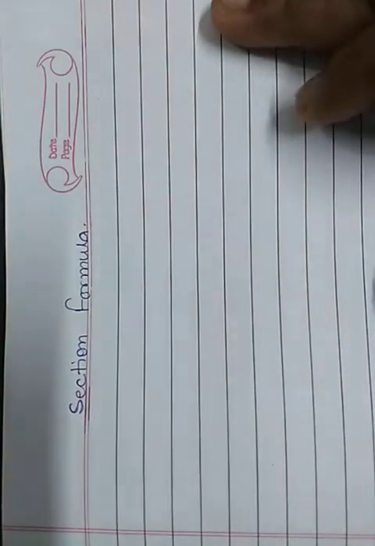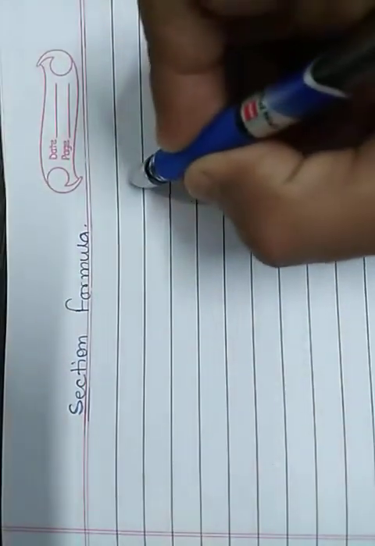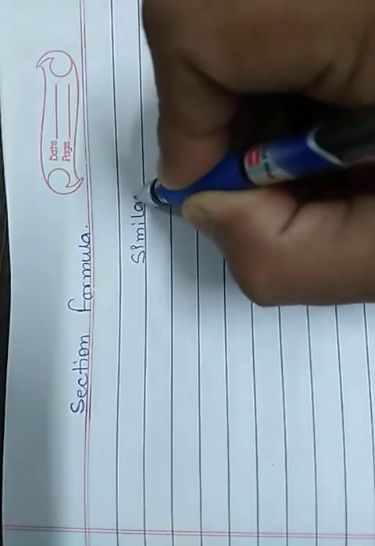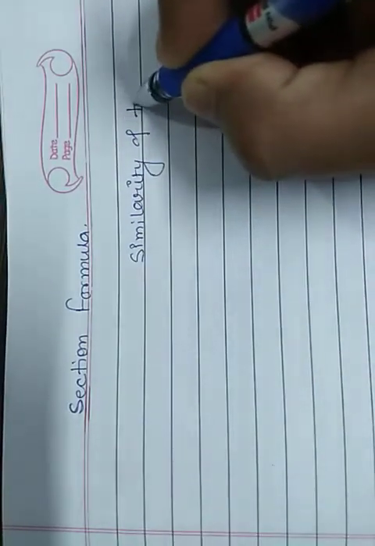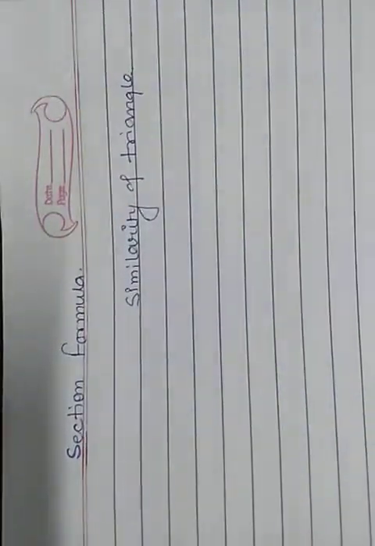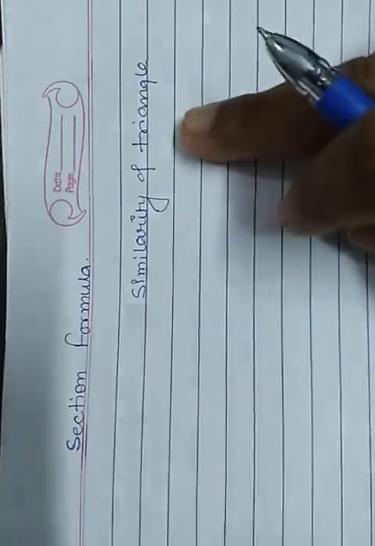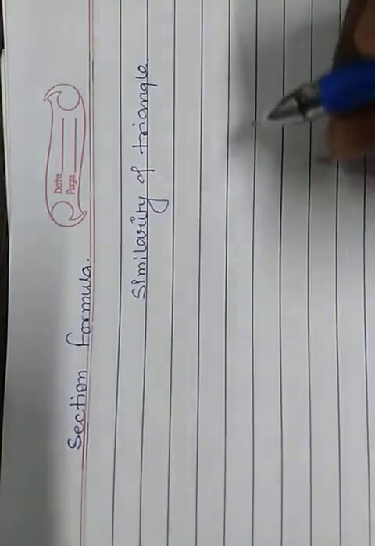After distance formula, the next concept is section formula. But before section formula, I want to discuss a concept of geometry, that is similarity of triangles. It is very much similar to congruency of triangles, but here it is similarity of triangles. We will discuss this chapter in class 10th.